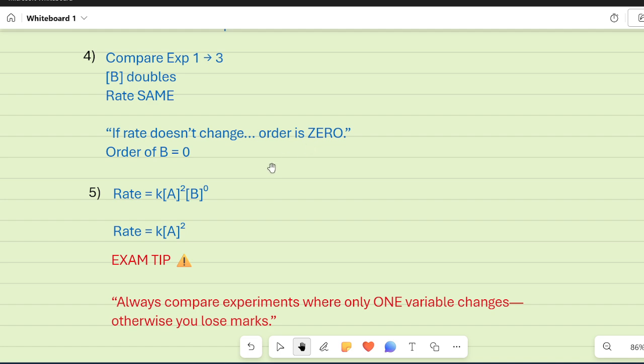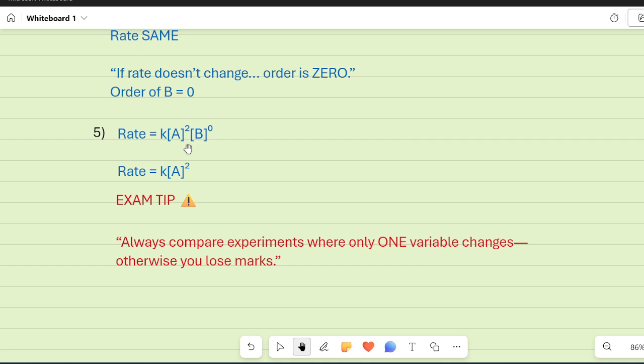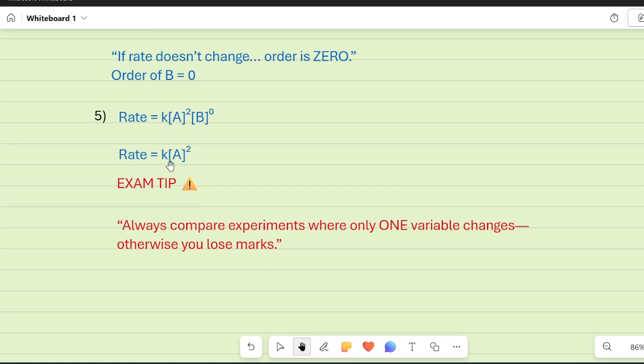If order is 0, it's not going to participate in the rate equation. So you will write it down like that: k[A]² [B]⁰. Final equation is going to be k[A]². Meaning the final order of this reaction is 2.